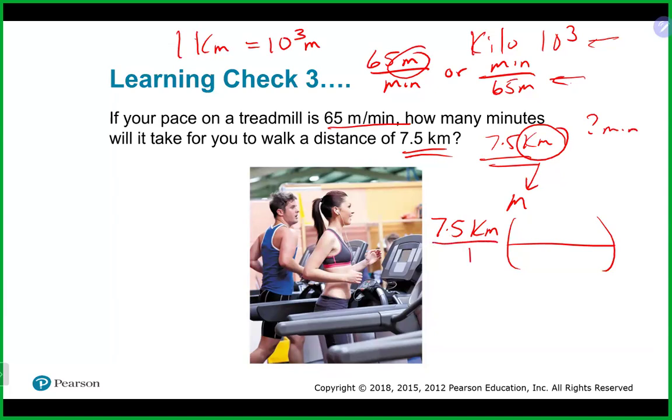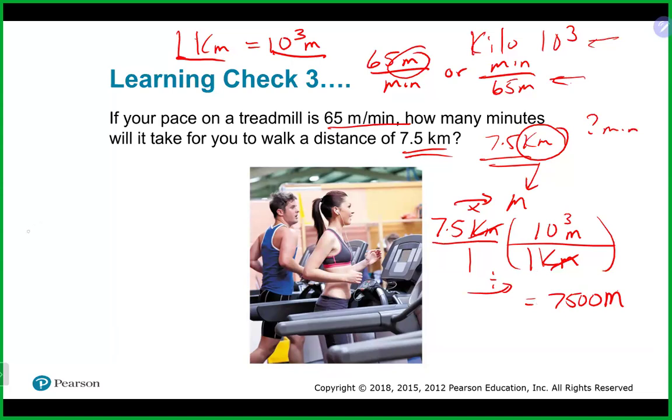Opposites are going to cancel, so kilometers are on top. So my 1 kilometer should go on the bottom. My meters should go up on top. Just like normal, we are multiplying and dividing. Kilometers will cancel. We're going to go 7.5 times 10 to the 3. Going to give us 7,500 meters. That is now good because I could use that with my conversion factor that's in meters.